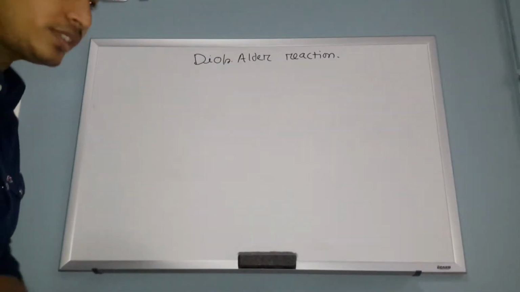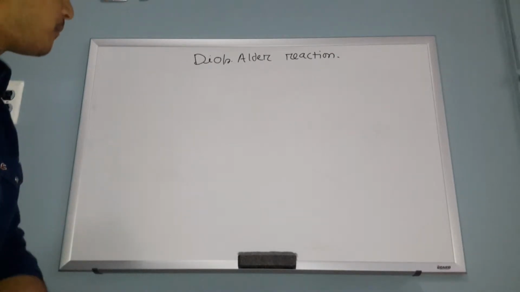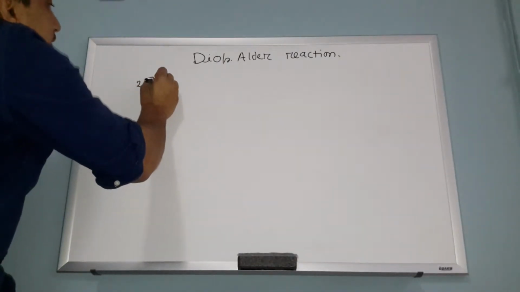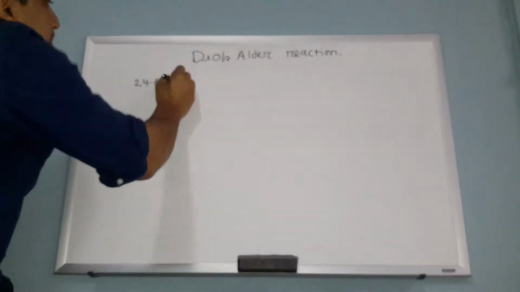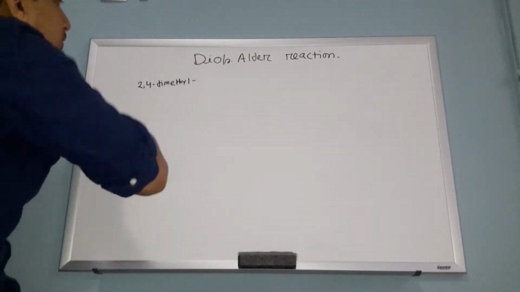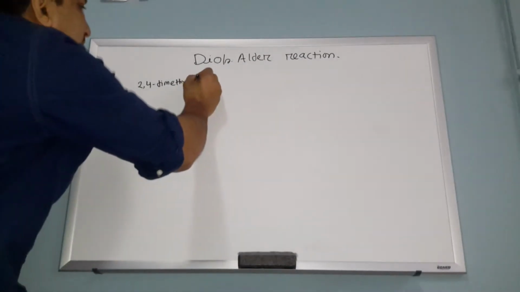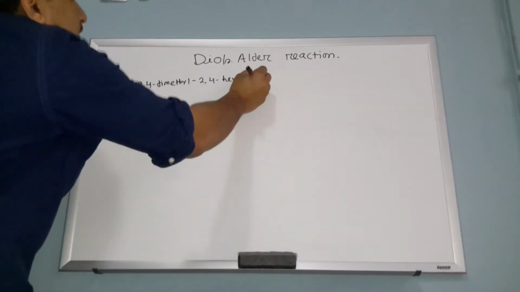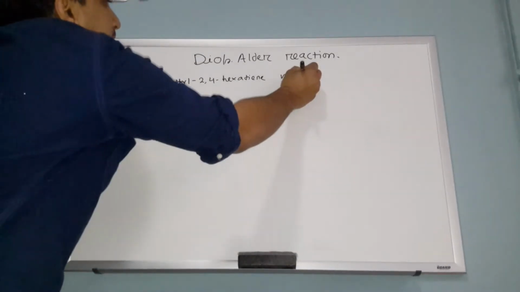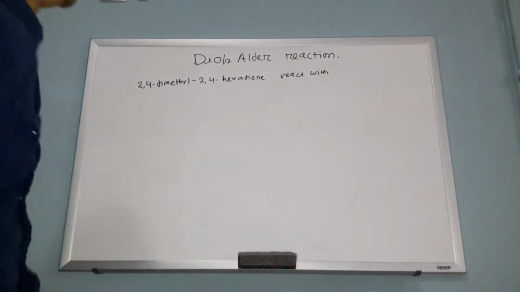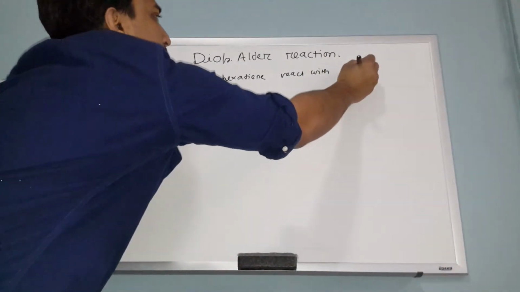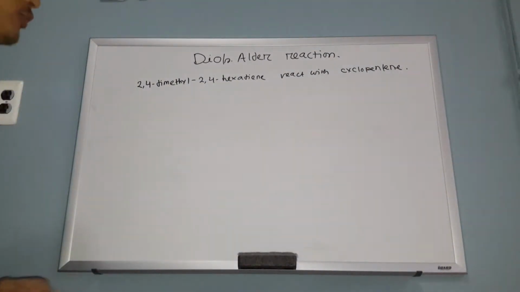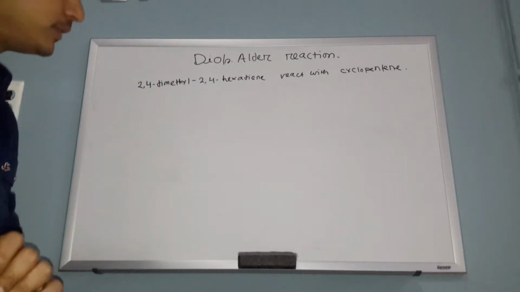So for example, if you have something like this one: 2,4 dimethyl 2,4 hexadiene reacts with cyclopentene. 2,4 dimethyl 2,4 hexadiene reacts with cyclopentene.